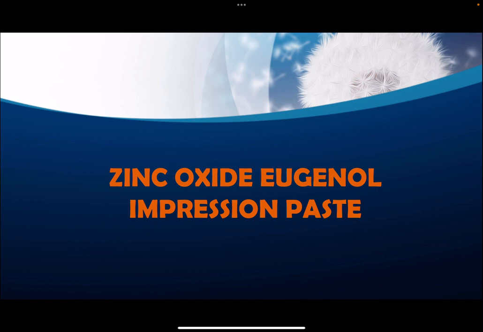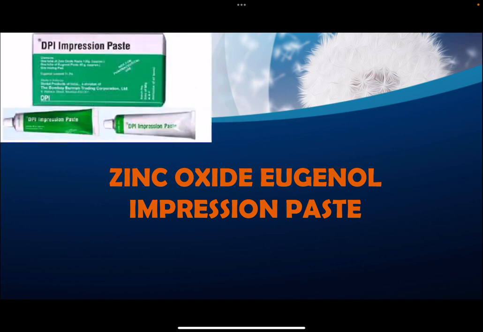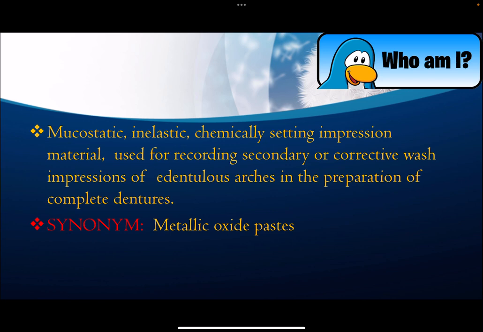Zinc oxide eugenol impression paste. It is a mucostatic, inelastic, chemically setting impression material used for recording secondary or corrective wash impressions of edentulous arches in the preparation of a complete denture. It is also known as metallic oxide paste.